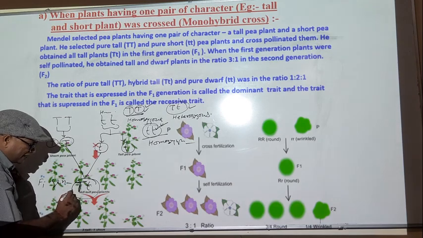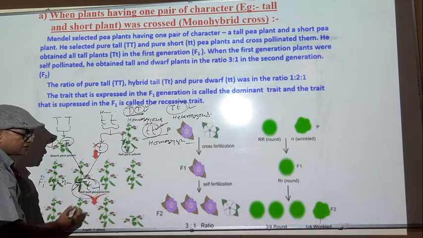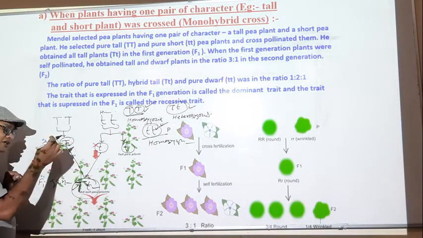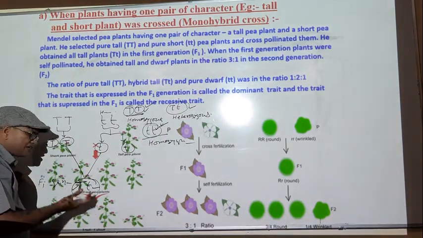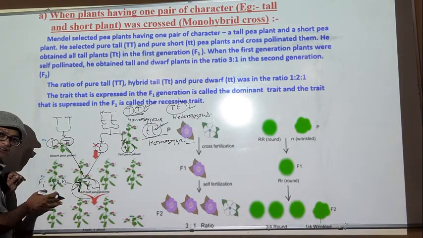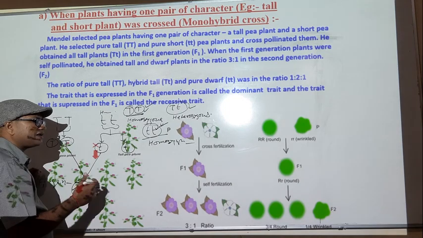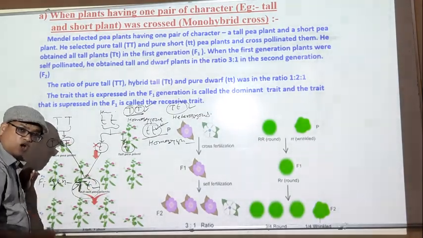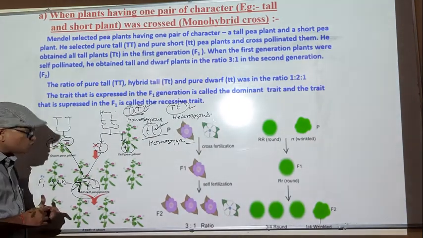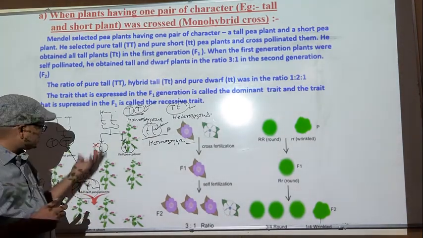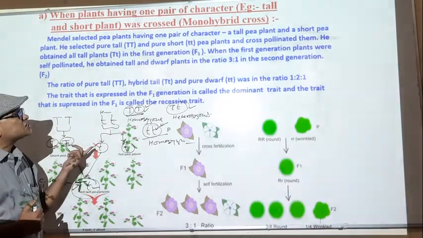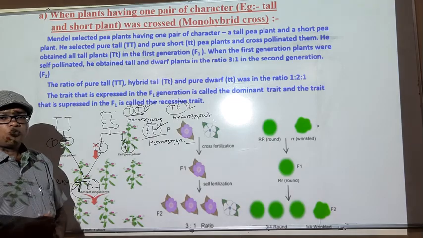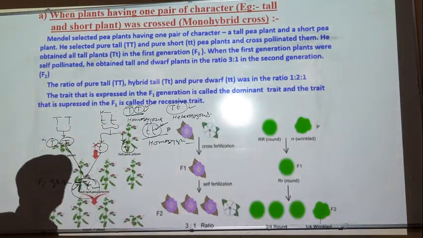So capital T is called the dominant allele or dominant factor, and a small t is called the recessive allele or recessive factor. It means in the heterozygous condition, the trait or allele that is able to express itself is considered the dominant character, allele or factor. And if the allele is not able to express itself in the heterozygous condition, then it will be considered the recessive character, allele or factor. So this first monohybrid cross is called the law of dominance, in which only a single character is considered for the experiment.